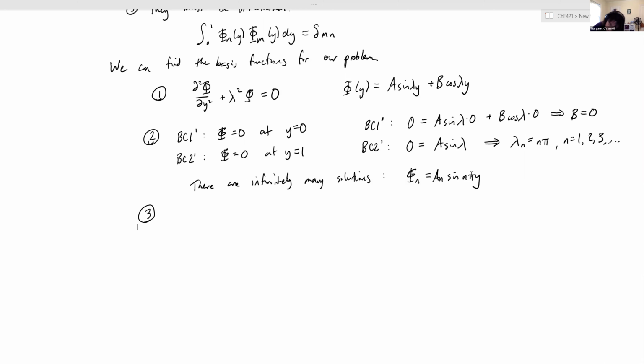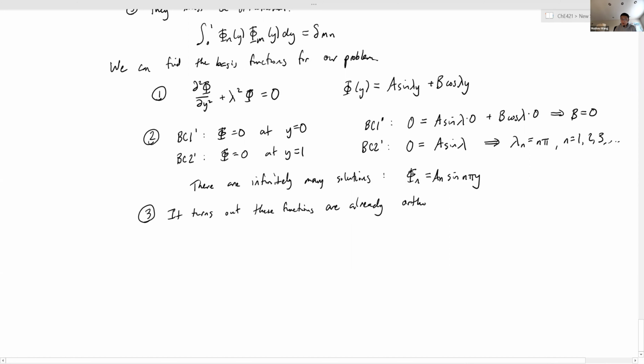Okay. And so number 3 is that we need to make sure that the basis functions are orthonormal, right? And so what I'll say is that it turns out that these functions are already orthogonal. Orthogonal meaning that the inner product is equal to 0 if n and m are not equal.